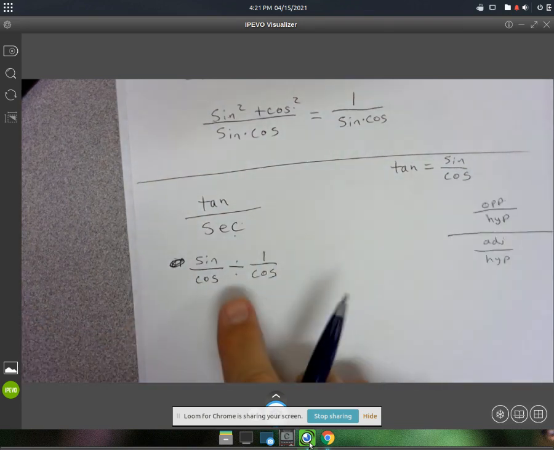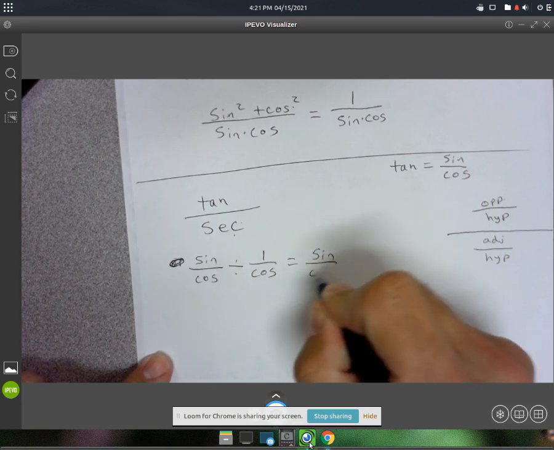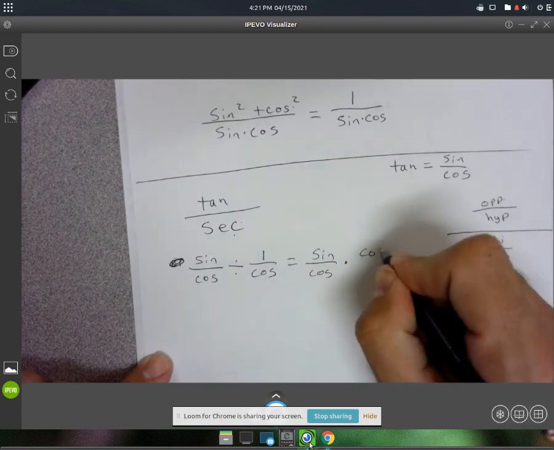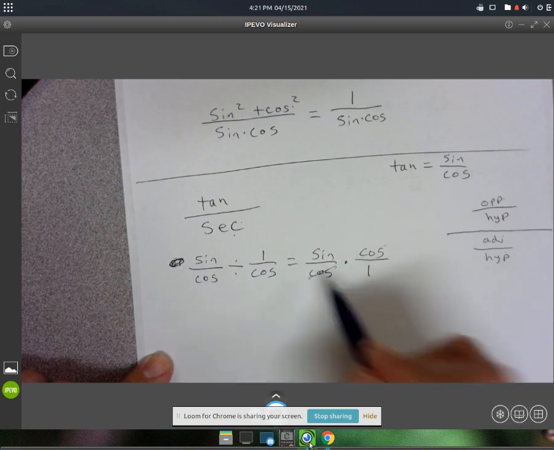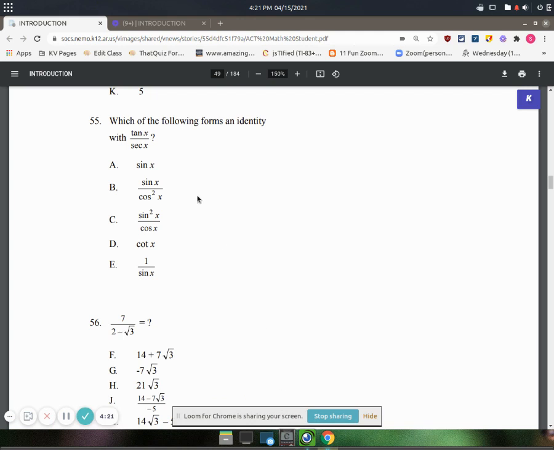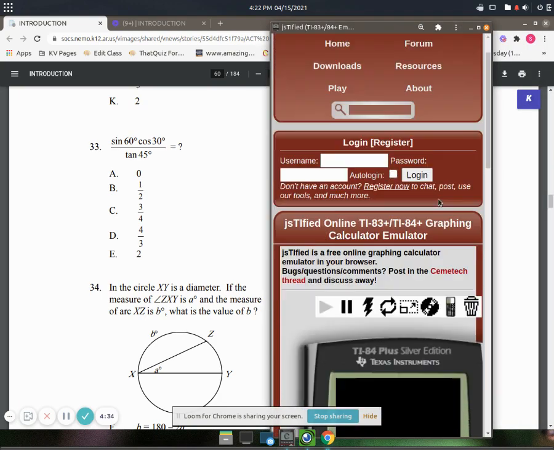So what I'm going to do here is keep, change, flip. I keep it as sine over cosine, change it to multiplication, and flip it, cosine over 1. Then your cosines just cancel each other out, and you're left with sine over 1. So the answer would be A, sine of x. Cool. If you're lucky enough to find something like this on the ACT, you could simply throw it into your calculator.